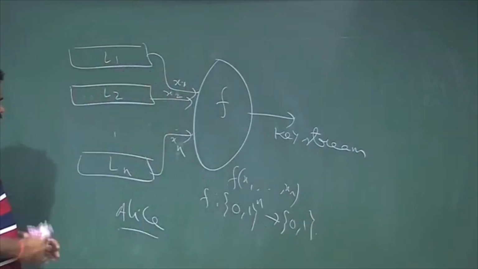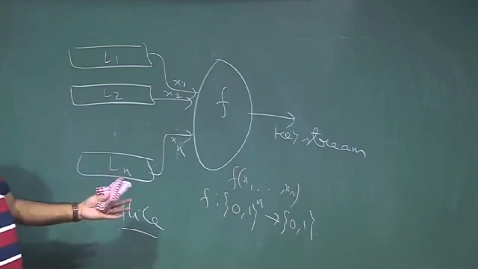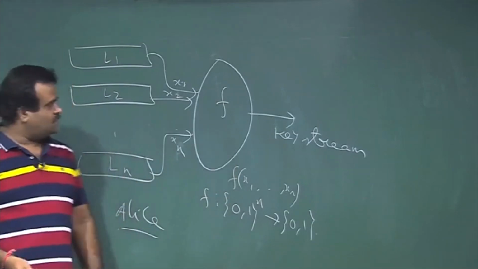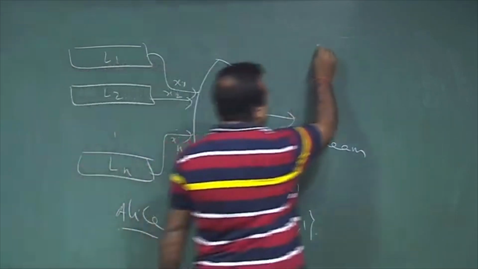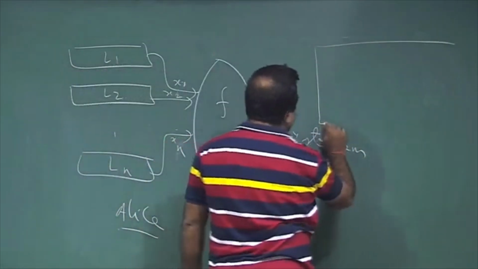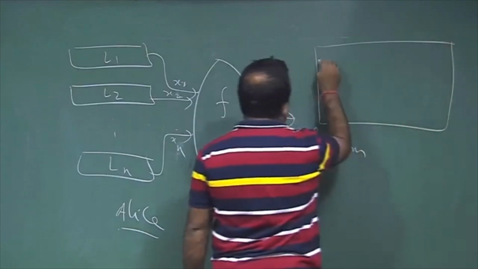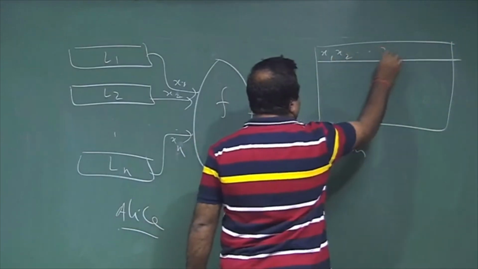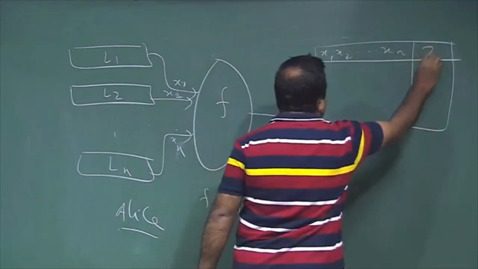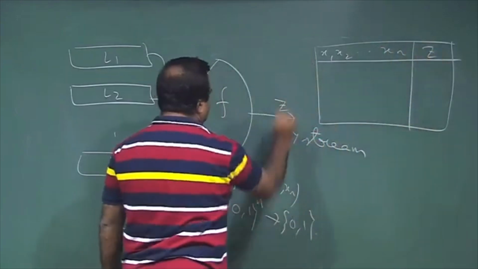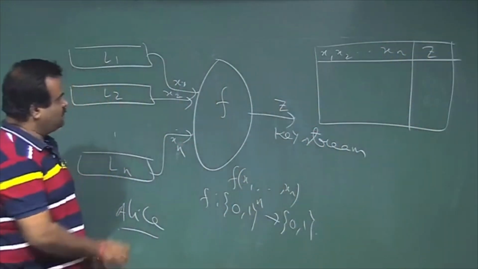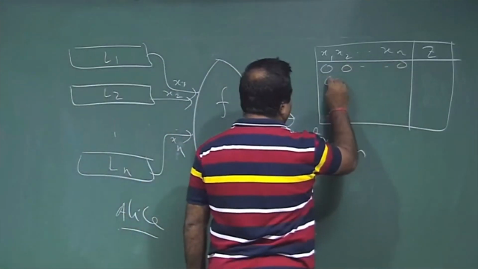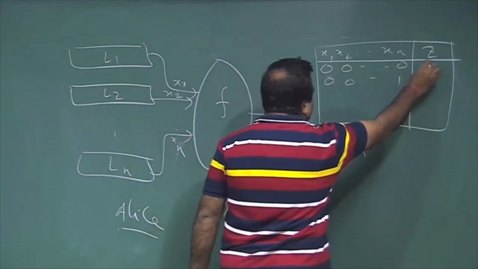So this is a Boolean function. We can realize this function in an algebraic form, or we can have a truth table for this function. So we can have a truth table, say we have these values x1, x2, xn, and we have this value z. So this is the z, the key stream. Okay. So we can have all possible combinations of these 0s and 1s, so we can have the output.